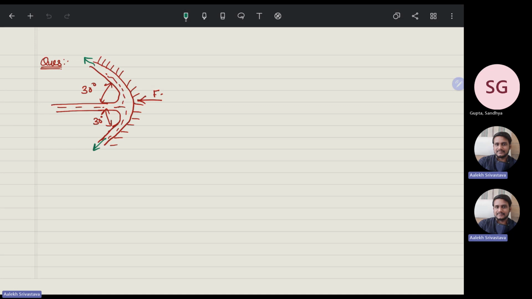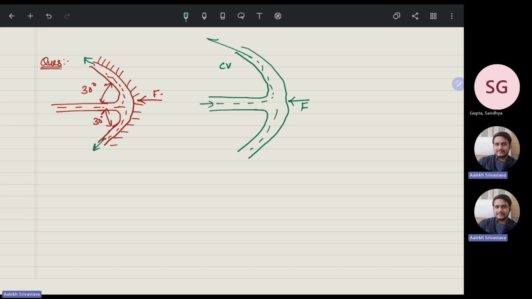So if I'm saying that, this is my control volume, and there is some force that is acted by the wall on the control volume. This is like this, and the exit is like in this way and in this way, and this is 30 degree and this is 30 degree.